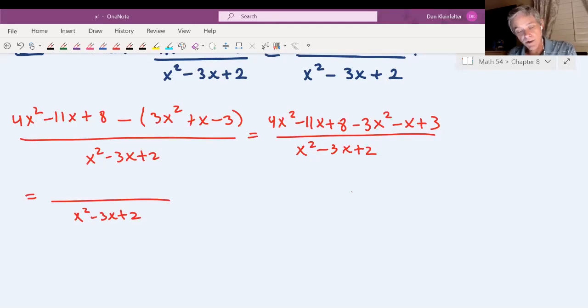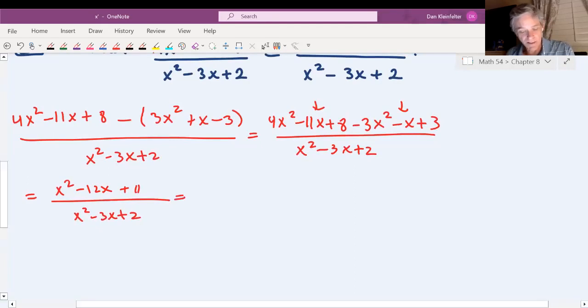4x squared minus 3x squared will be 1x squared. Negative 11x minus x will be negative 12x. And then 8 plus 3 is 11. Okay, so that's a little funny. Maybe I can factor that. x minus 11, x minus 1.